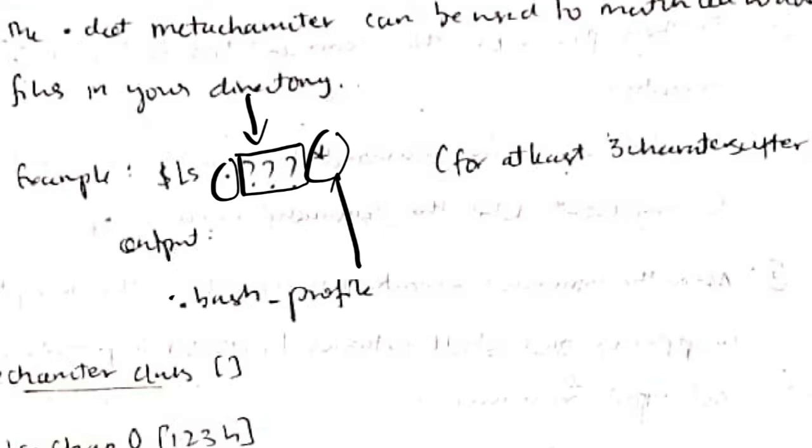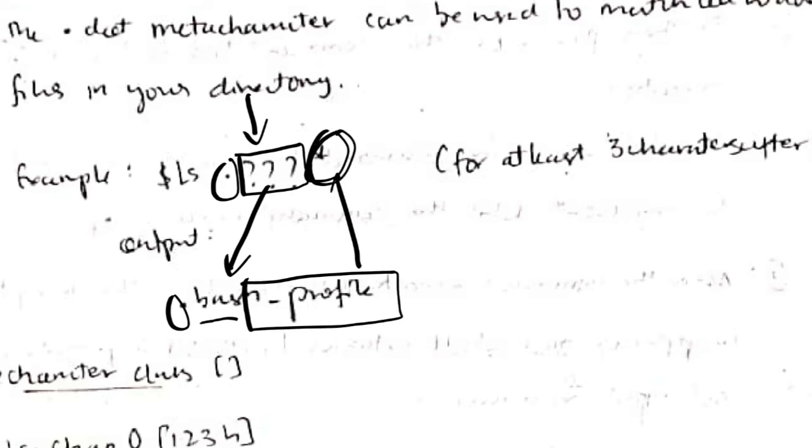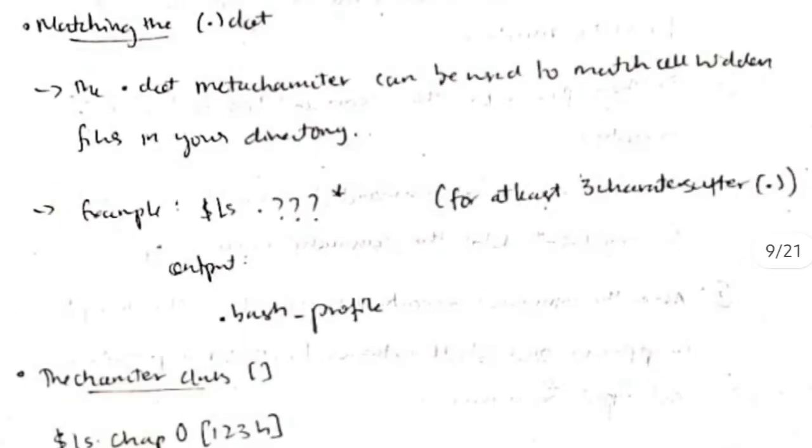Okay, so here we have dot, and the 3 characters are BAS, and .profile we have the star. So it searches for all the hidden files which are at least 3 characters in the directory. We can do the same thing in the character class also.